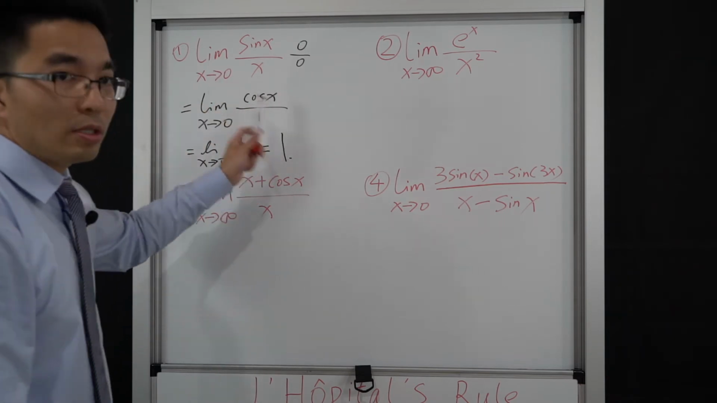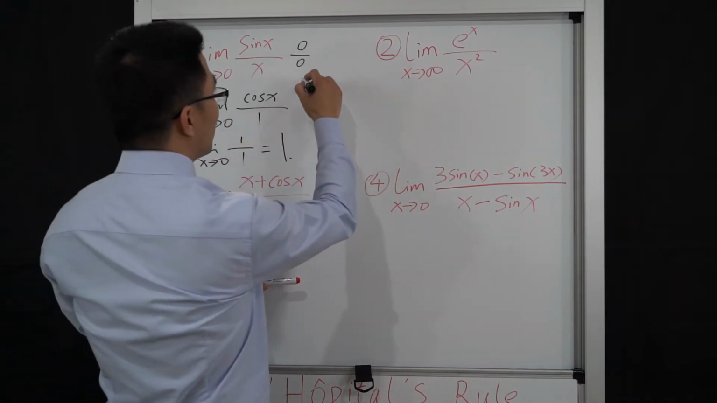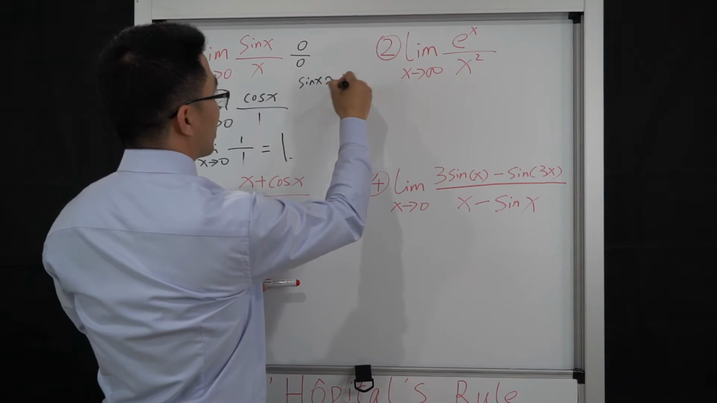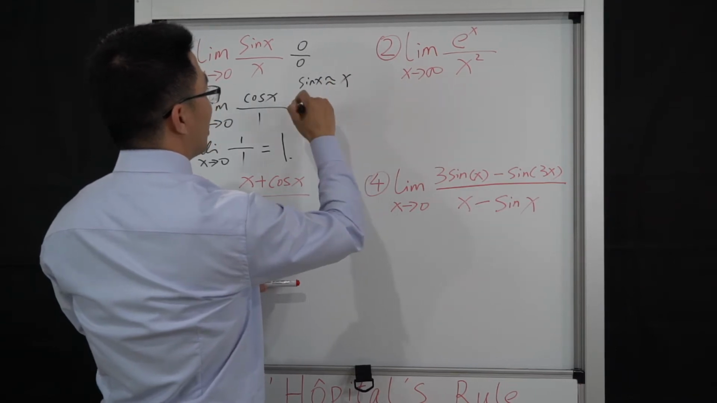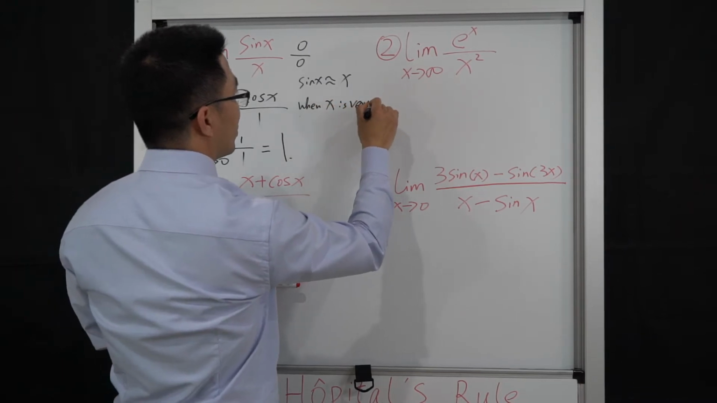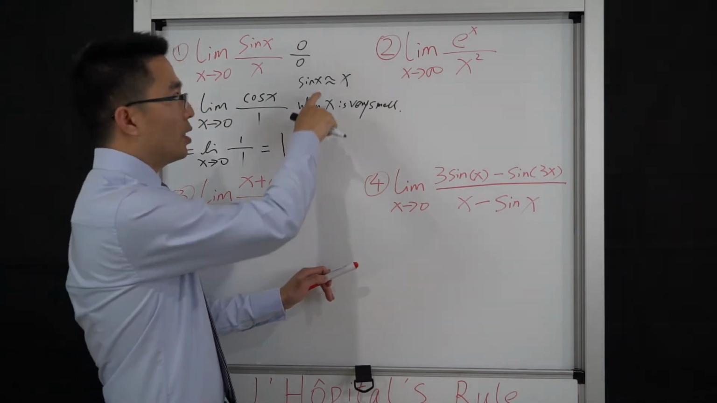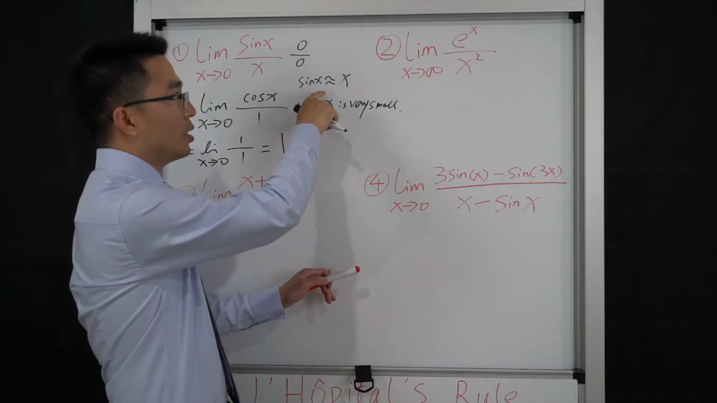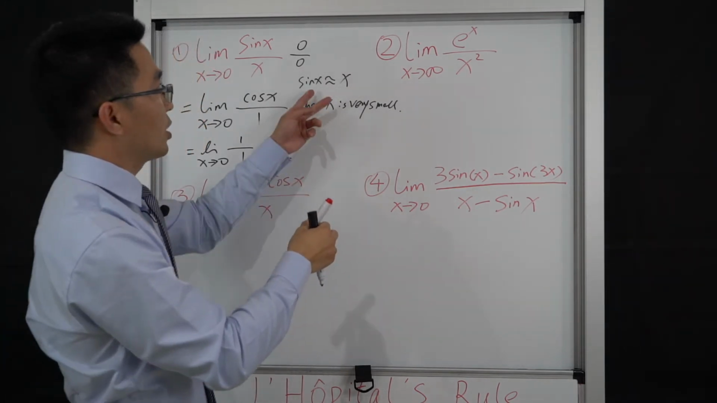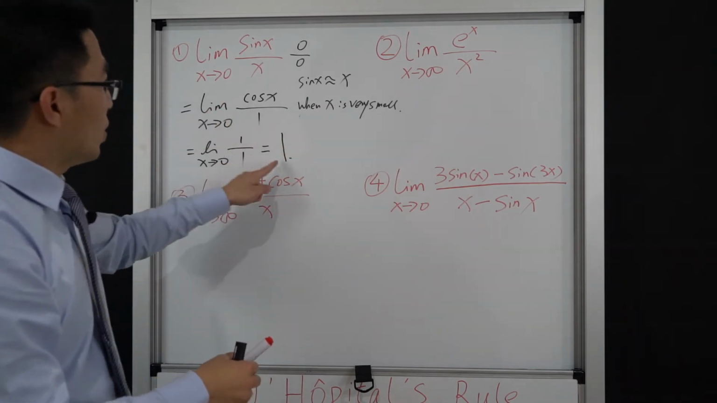Without L'Hopital's rule, when doing this limit, we assume sin x is equal to x when x is very, very small. Because they are the same, we can say the limit is 1. But under L'Hopital's rule, we can get 1 exactly.